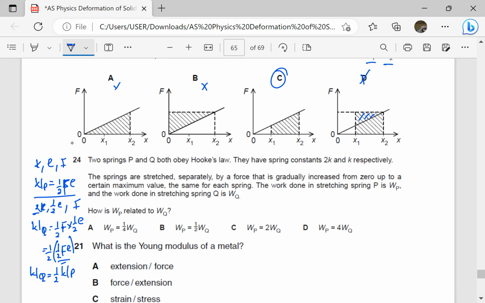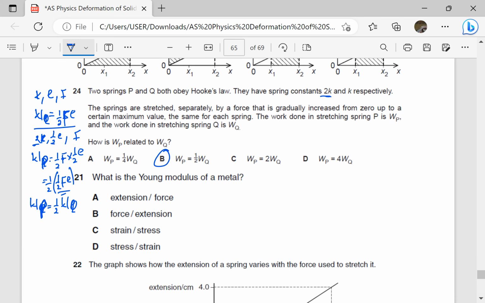Sorry. Two springs P and Q. Oh, so this is P. The first one is Q because P is the one coming first. So the first one is Q. The second one is P. So this is P, so this is Q. So WP is a half WQ. So the answer is going to be B.